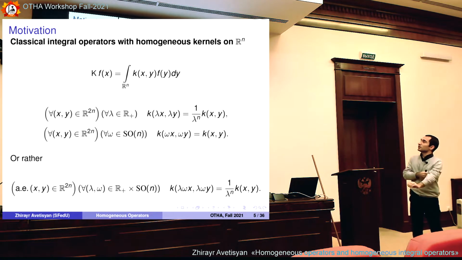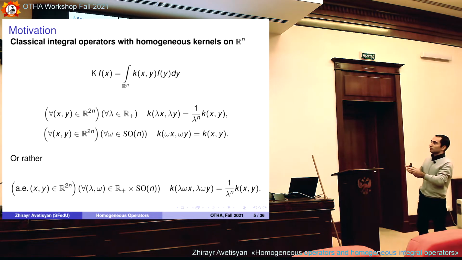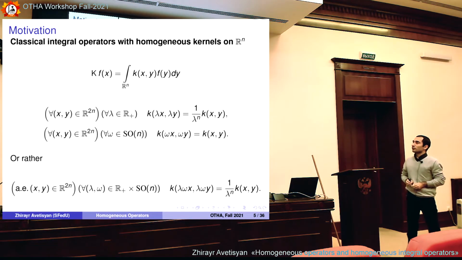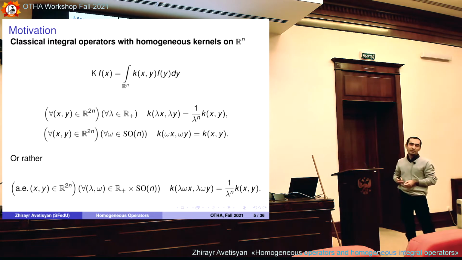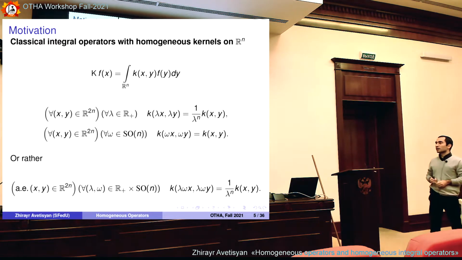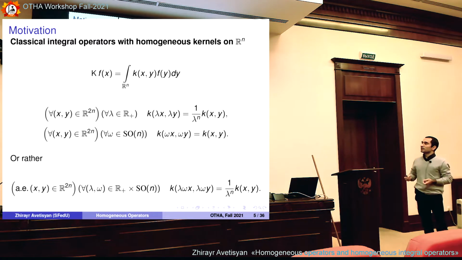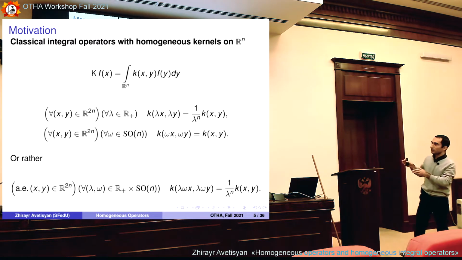So there is, of course, also an analog in Rn, where you add some rotations. Again, you have an integral operator, and the classical condition of homogeneity of such an operator is that for every x and y and for every lambda positive, the simultaneous action on both variables in the kernel throws out a factor of 1 over lambda to the n, right? N being the dimension of the space. And also for every x and y and every rotation omega, the simultaneous action of the rotation on both variables preserves the kernel, right?